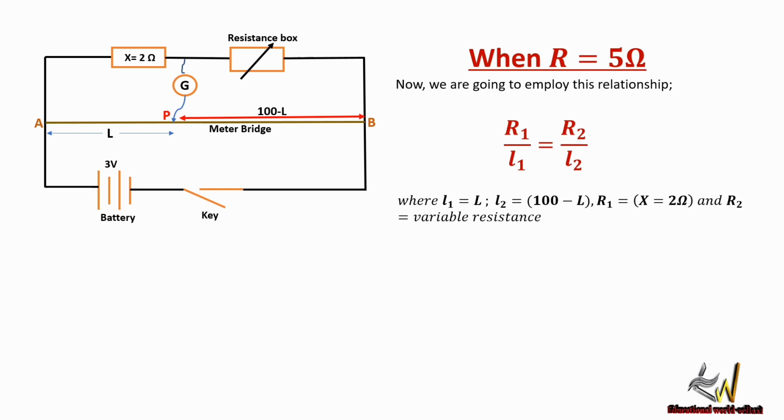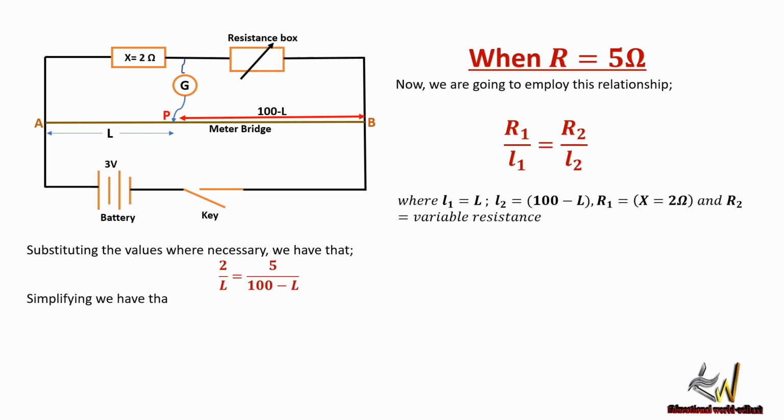R1 is the unknown resistance labeled X, which is 2 ohm, and R2 is the variable resistance, which is for now 5 ohms. So we are going to substitute these values where necessary into the relationship we have above. So 2 over L is equal to 5 over 100 minus L. So we are going to simplify again to evaluate the value of L.